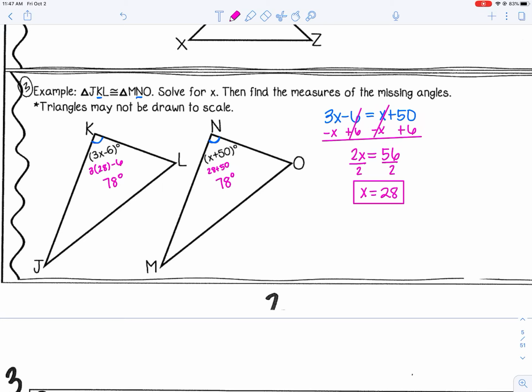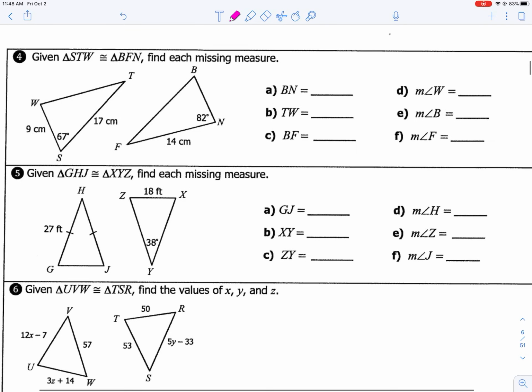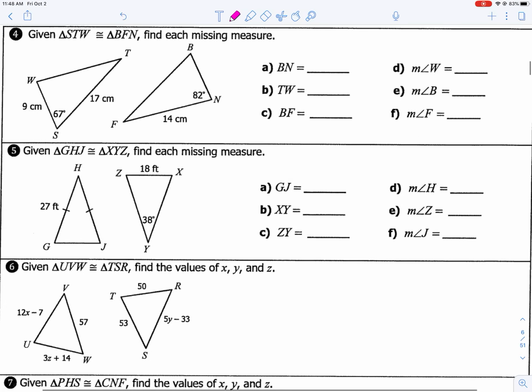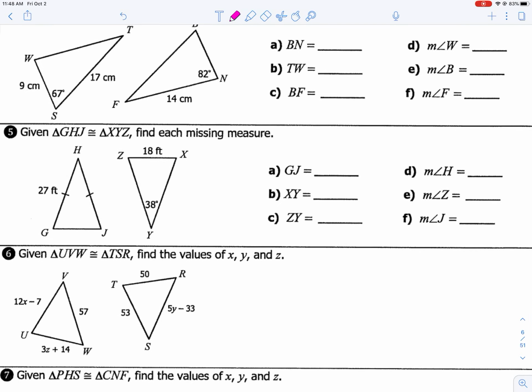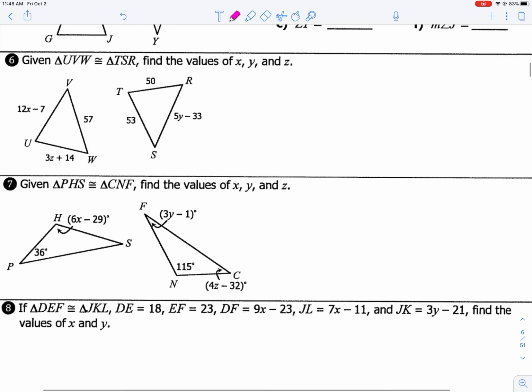Okay, so I'm going to skip a few. I'm going to skip 4 and 5. If you need to see those or you want to go back and do them, they are in my key of the notes, so you can go back and check your answers if you do those. But let's look at number 6.